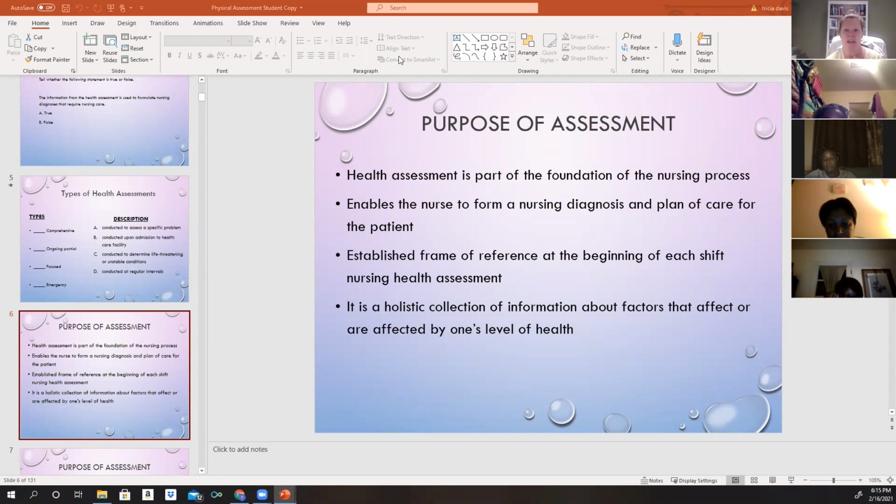It establishes a frame of reference at the beginning of each shift for that nursing health assessment. So we know how stable our patient is at the very beginning of the shift, when we do that physical assessment. So then we can watch them throughout the day and determine if things are improving or if the patient is declining. And then it is also a holistic collection of information about the factors that affect or are affected by one's level of health.